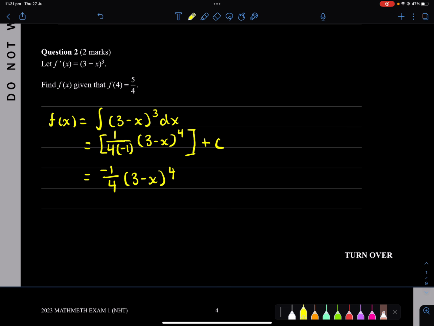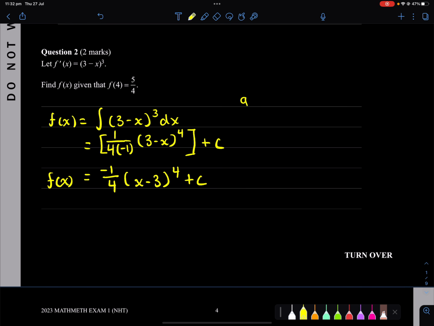Now, what we can do is rewrite this. I don't like how it's written. So I can take that negative out, so it'll be x minus 3 to the power of 4. Is that right? Perfect. Because it's an even power, the negative goes out. So you can rewrite the whole thing as x minus 3 to the power of 4 plus c. Now, that's your f of x.